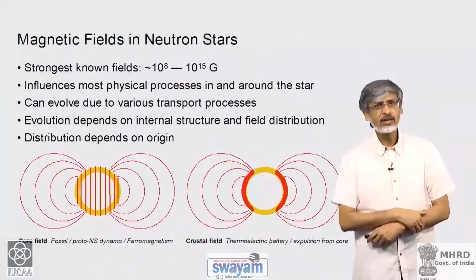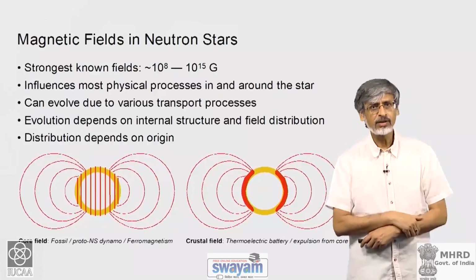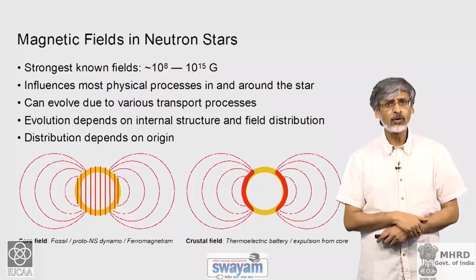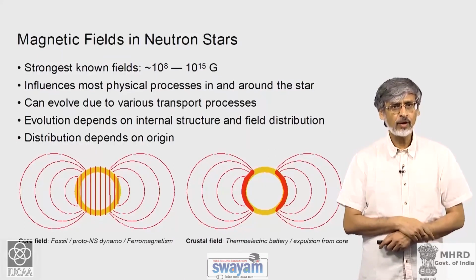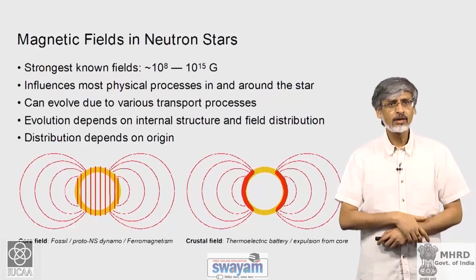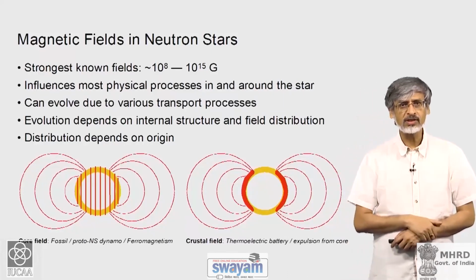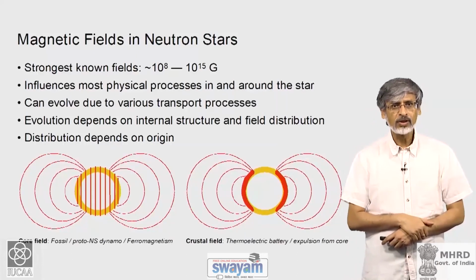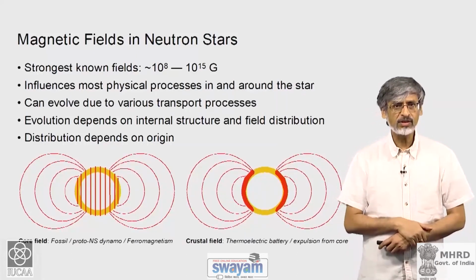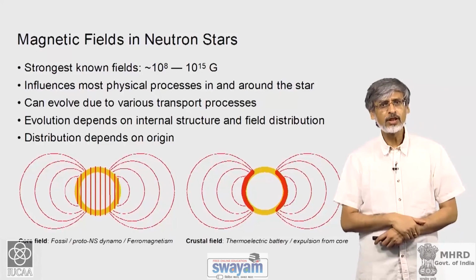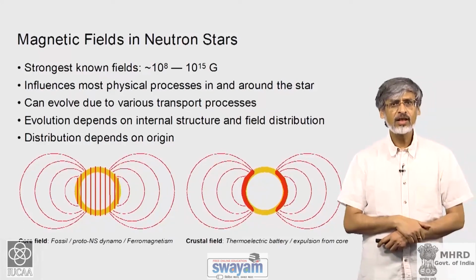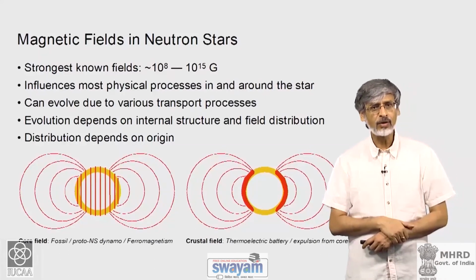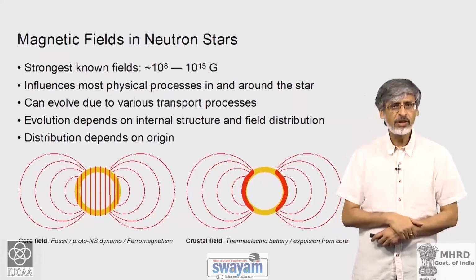So, the magnetic fields in the neutron stars, you can see that you have nature's strongest known fields occur in these objects, and the fields influence most physical processes in and around the star, and the fields can also evolve due to various transport processes, and the evolution depends on the internal structure and the field distribution, and the distribution itself depends on how the fields came to be in the first place.